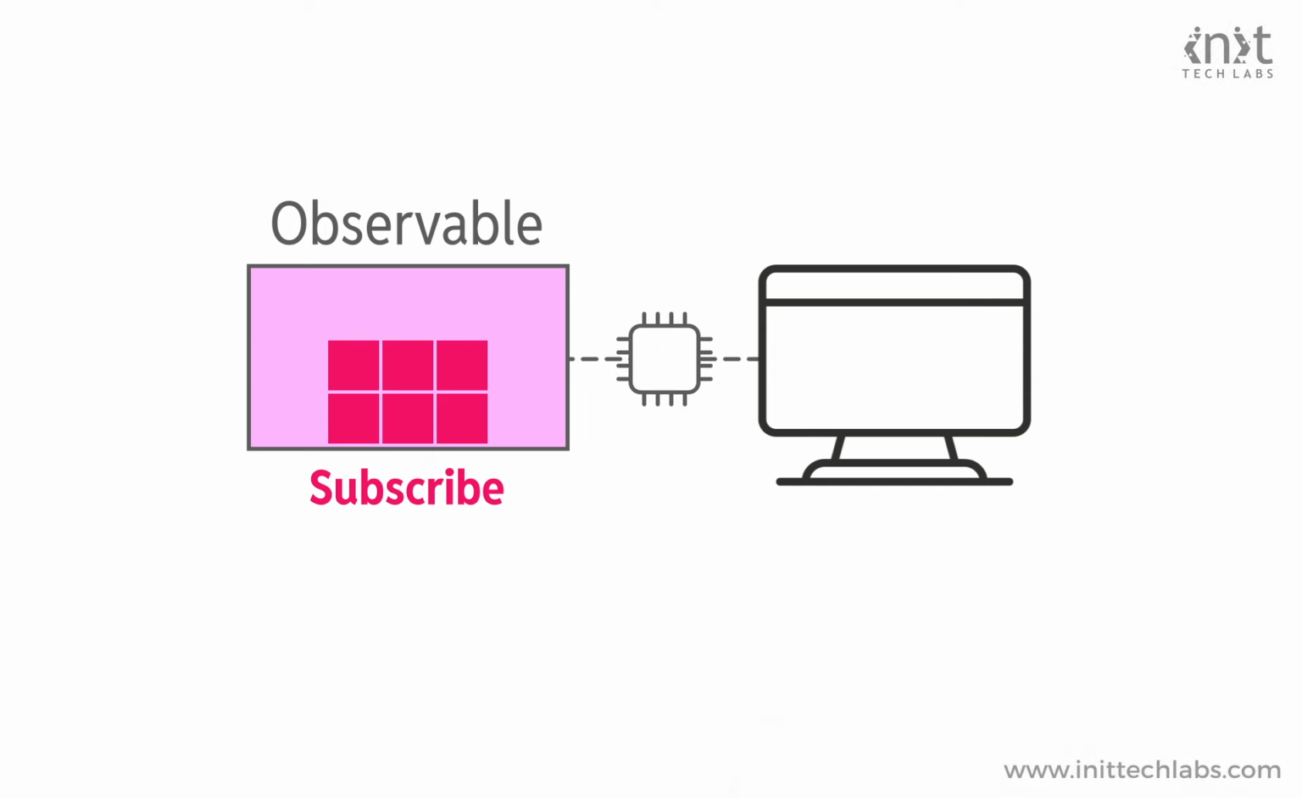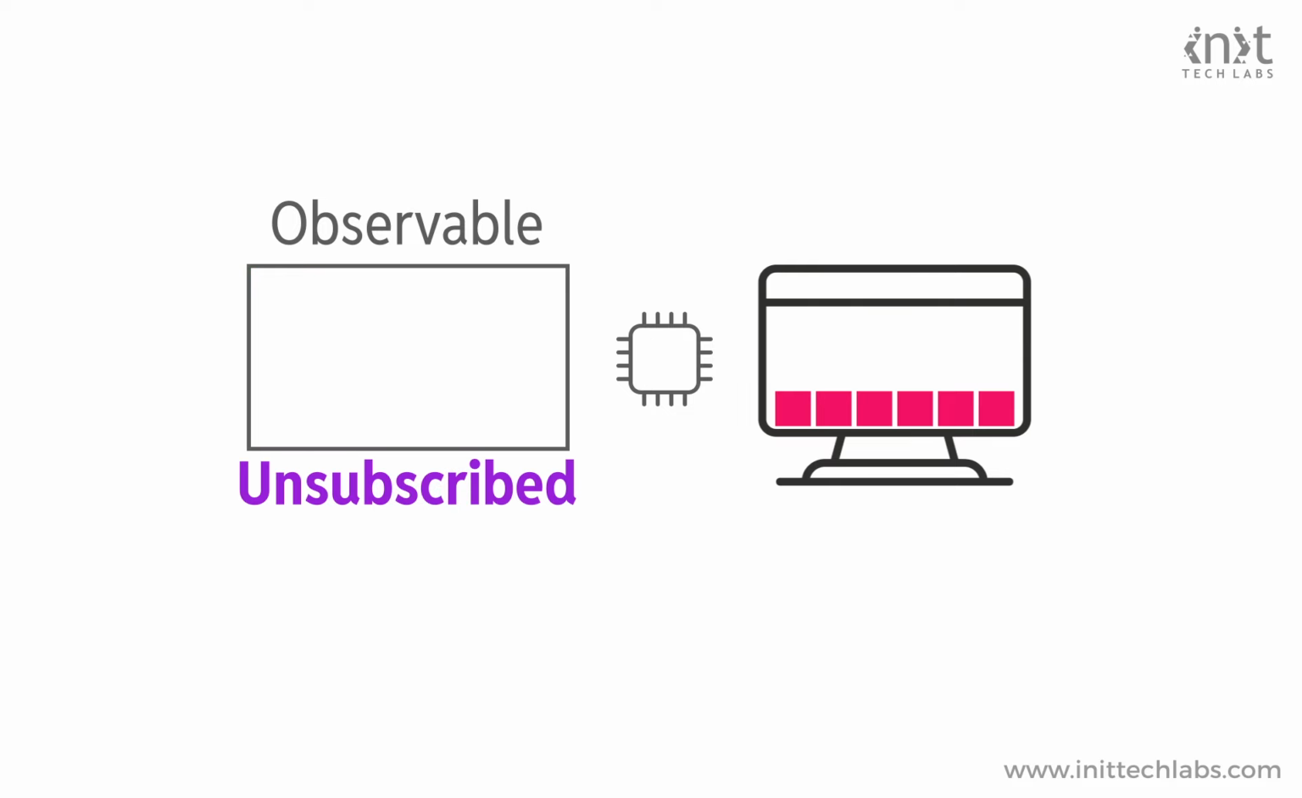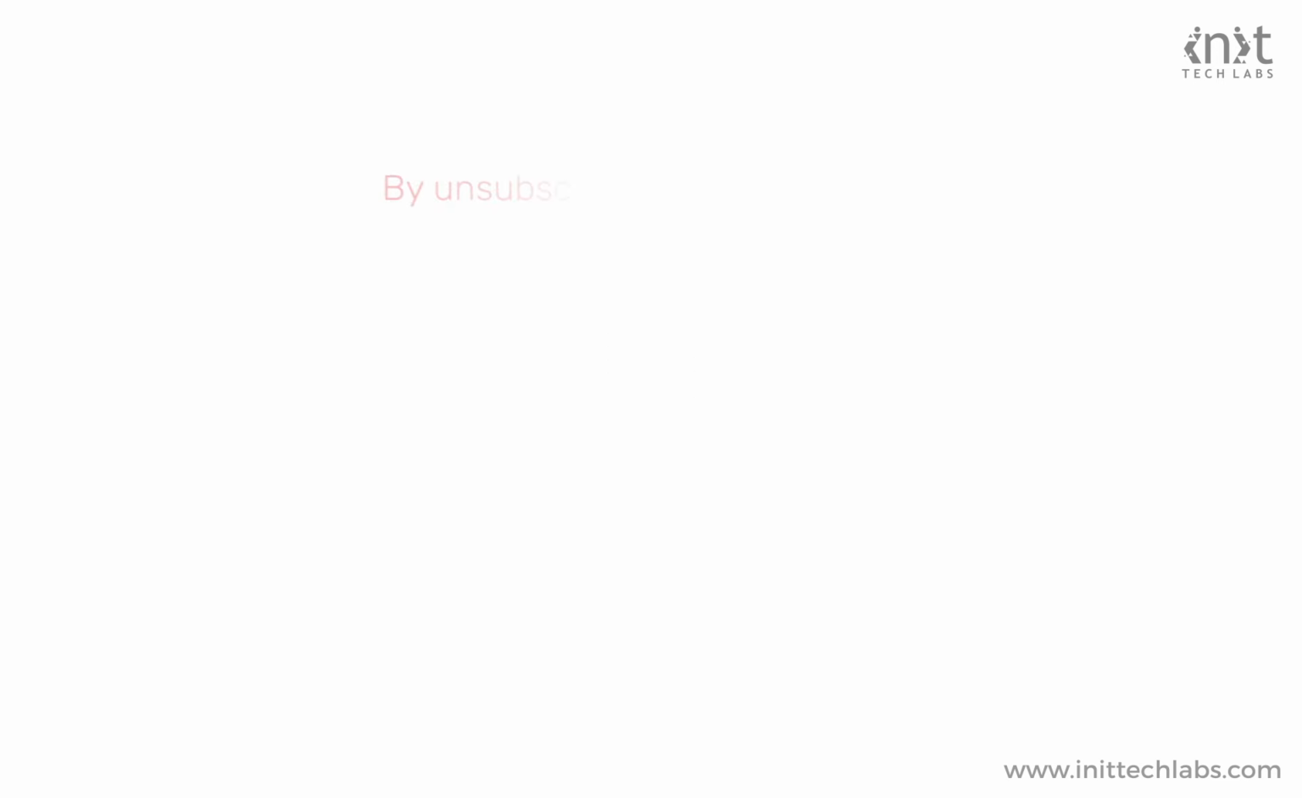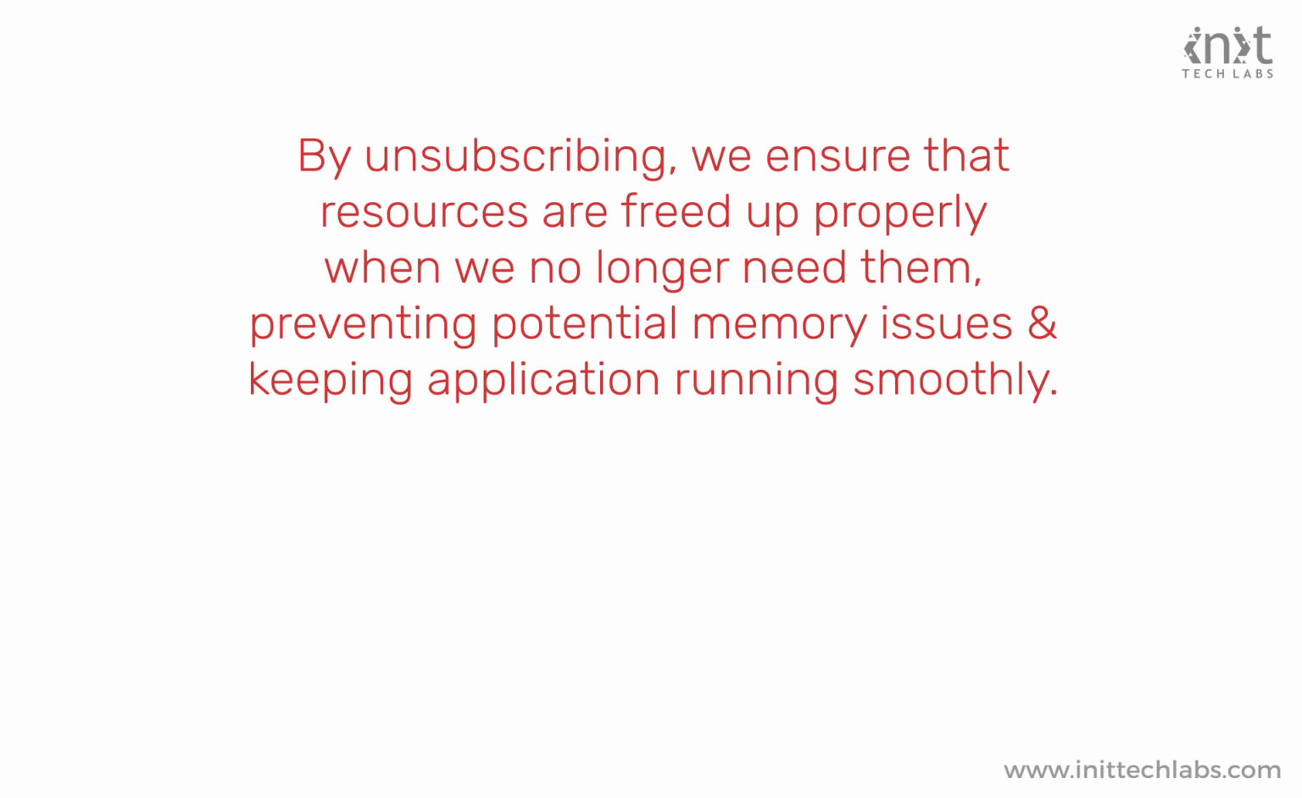Now, when an observable is subscribed, resources are allocated to keep this connection alive. However, when you are finished receiving data or events from the observable, it's vital to unsubscribe. Unsubscribing is like closing that channel. It's important because it stops using unnecessary memory and processing power. By unsubscribing, you ensure that resources are freed up properly when you no longer need them, preventing potential memory issues and keeping your application running smoothly.